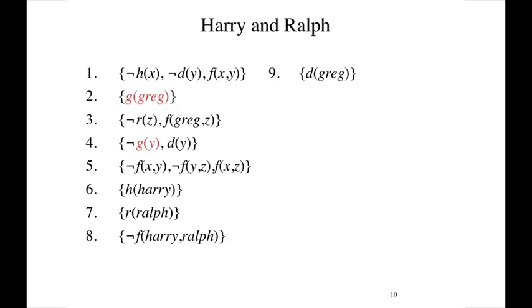Okay, we write down our clauses and go to work. First, we resolve the clause on line 2 with the clause on line 4 to derive the fact that Greg is a dog. We resolve the clause on line 6 with the clause on line 1 to derive the clause on line 10. And we resolve these two results to derive the fact that Harry is faster than Greg.